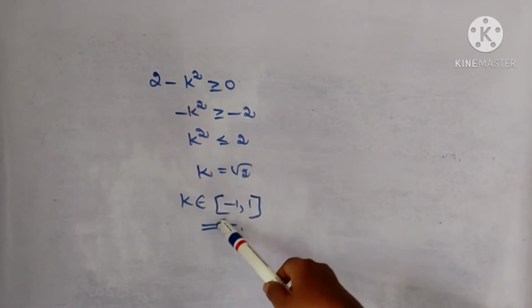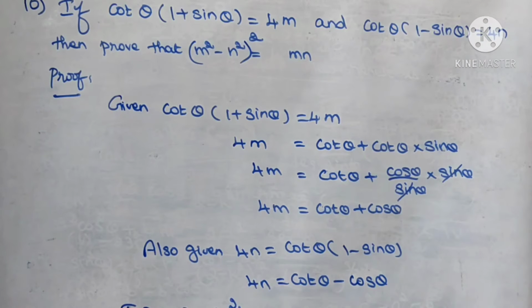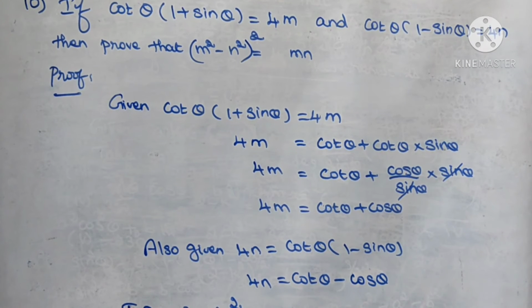Root 2, k belongs to the closed interval minus 1 comma 1. So k lies in the closed interval minus 1 comma 1. This is the answer. Next question is question number 10.